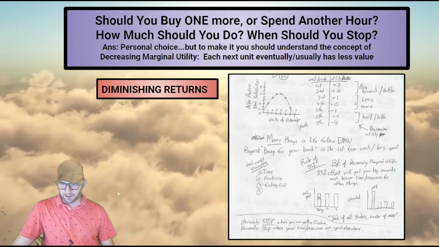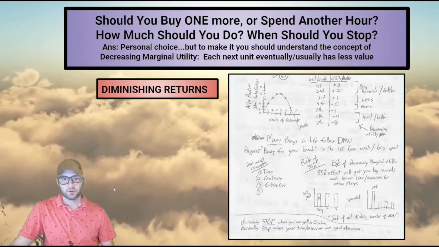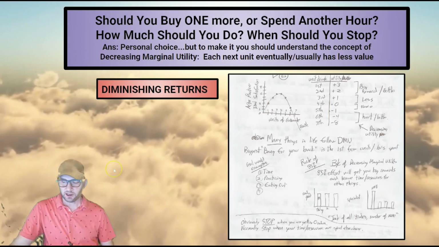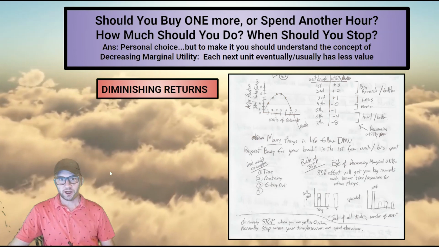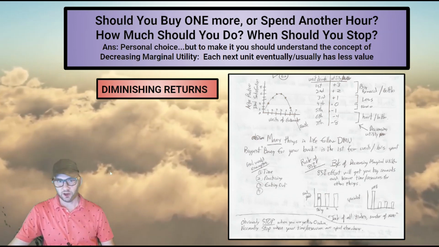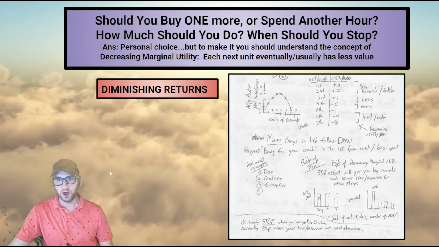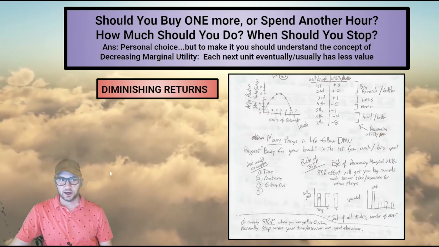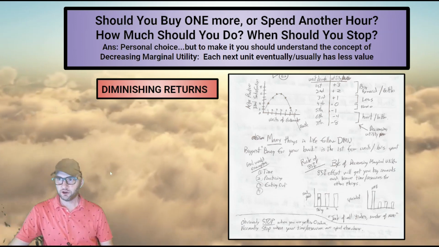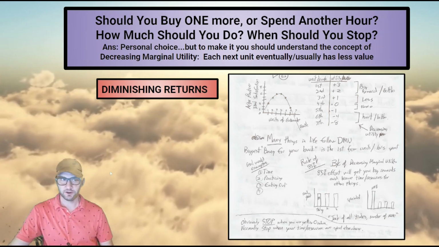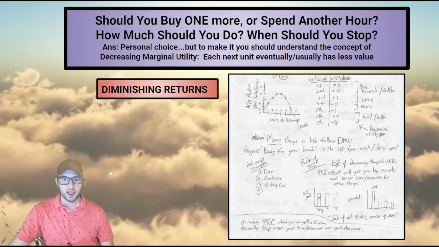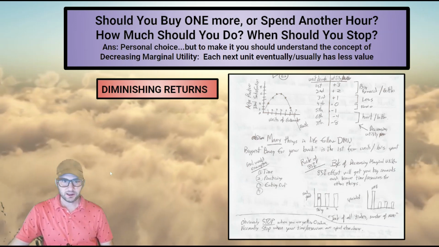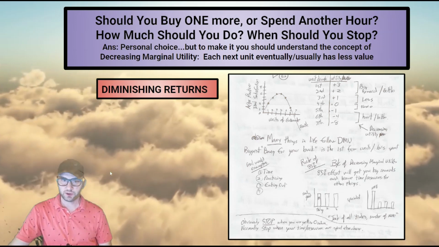So for the second half of the lesson, I want to examine the concept of diminishing returns or decreasing marginal utility, a concept that answers, should you buy one more, or should you spend another hour? How much should you do? When should you stop doing something that's good? Okay, it's the idea of too much of a good thing. So let's take that idea and actually examine it a little bit, and put it into some graphs and some economic terms. The answer is, it is a personal choice depending on your goals.